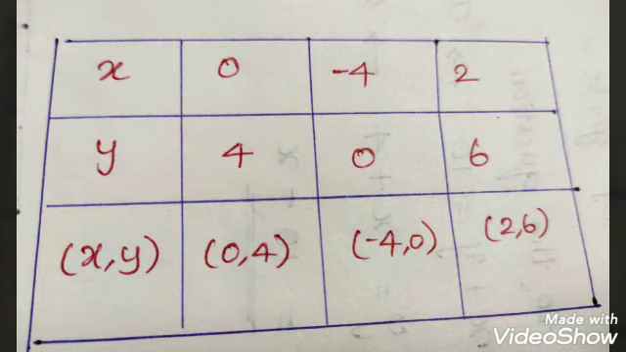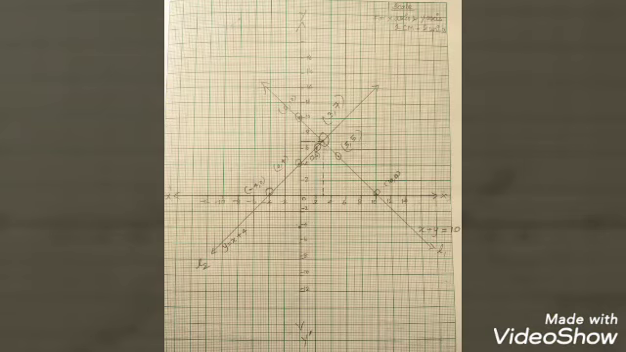Now we can see the table of x and y. 0, 4, minus 4, 0, 2, 6. So what are all the coordinates of x and y? 0, 4, minus 4, 0 and 2, 6. Is this clear? Right. Now we are going to plot the points in our graph.